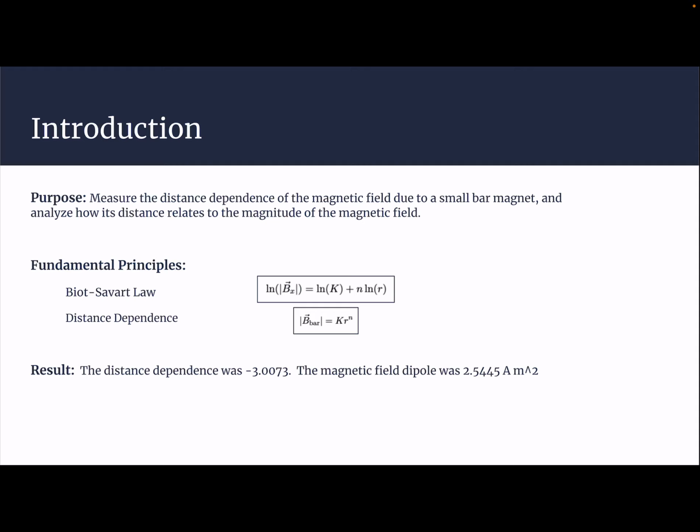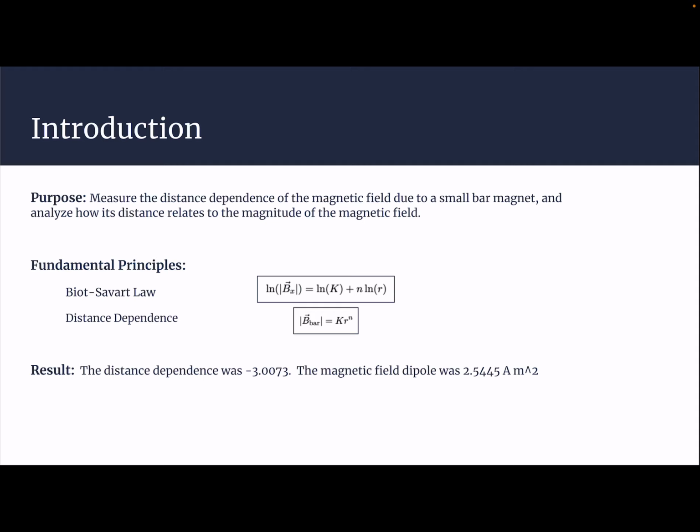The fundamental principles we covered during this lab were the Biot-Savart law and distance dependence in order to be able to calculate the magnetic field. The result from this experiment was that the distance dependence was negative 3.0073 and the magnetic field dipole value was 2.5445 amp meters squared. Before going into the calculations from the experiment, let's discuss the pre-lab instructions and expectations going in.